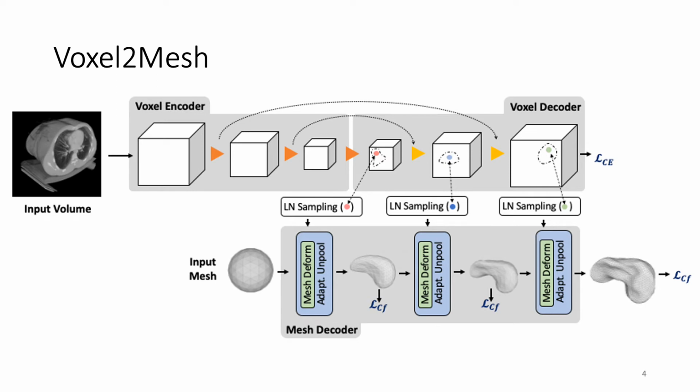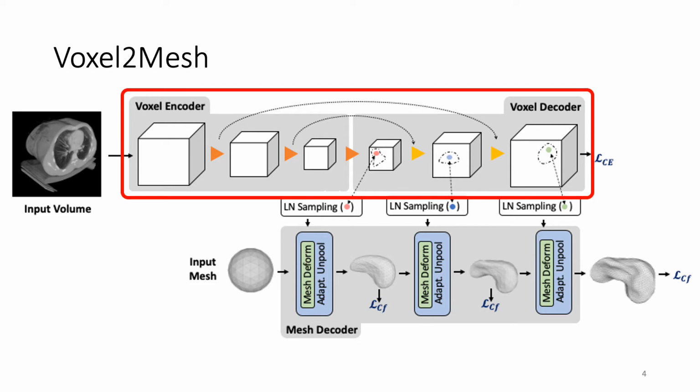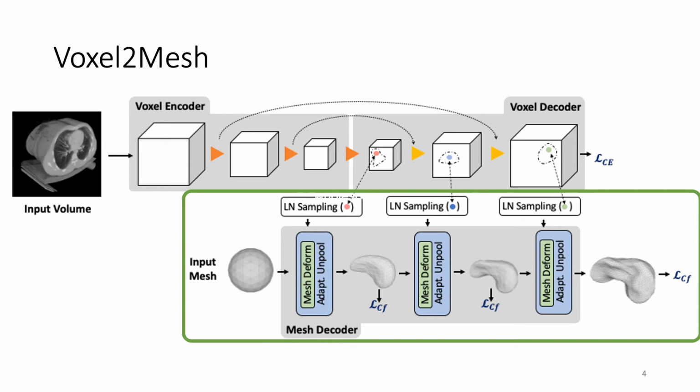Here we present the proposed Voxel2Mesh architecture. The top part of the architecture inside the red box is a standard U-Net. The bottom part of the architecture inside the green box produces the mesh output. It takes a sphere mesh as input and gradually deforms it step by step by following the features from the voxel decoder. The idea of deforming an initial mesh using mesh convolution layers has been used to generate 3D mesh models from 2D images. But to the best of our knowledge, this is the first time it's been adapted for segmentation in volumetric images.